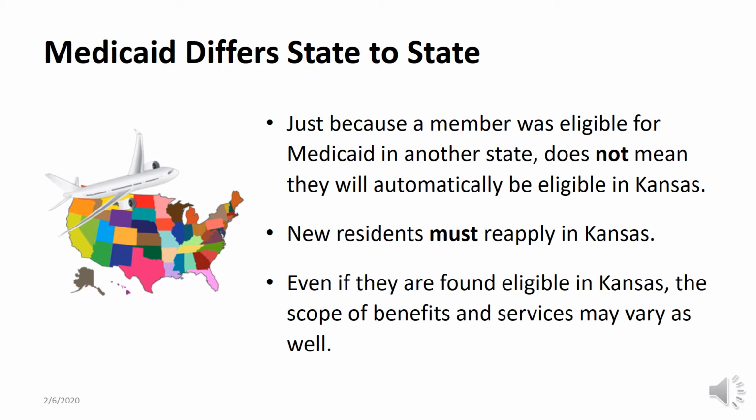Another example question you may get is from someone who just moved here from out of state, and they're saying they want to reapply so that they can get those same services and benefits they had in their previous state from Medicaid. Well, again, the answer that they need to understand is that they may receive the same services, but they may not, depending on what they're found eligible for. So they could get different types of services, and they could even get different amounts of those services.